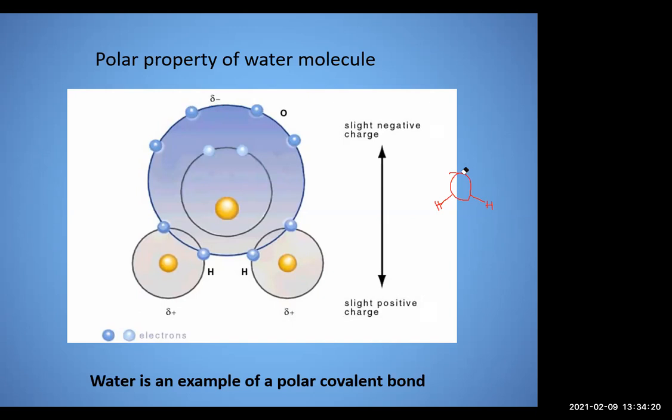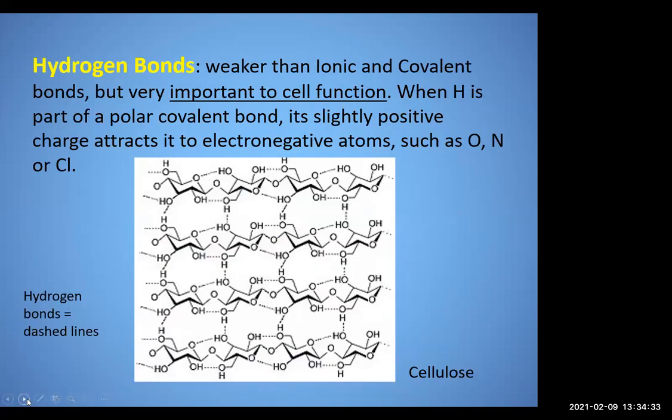Now this gives water some really special properties. So water has a polar covalent bond. Now between water molecules, the last bond we want to talk about is a hydrogen bond. All of these little dotted lines here indicate hydrogen bonds. Hydrogen bonds form between hydrogens and oxygens often, not exclusively, but often.